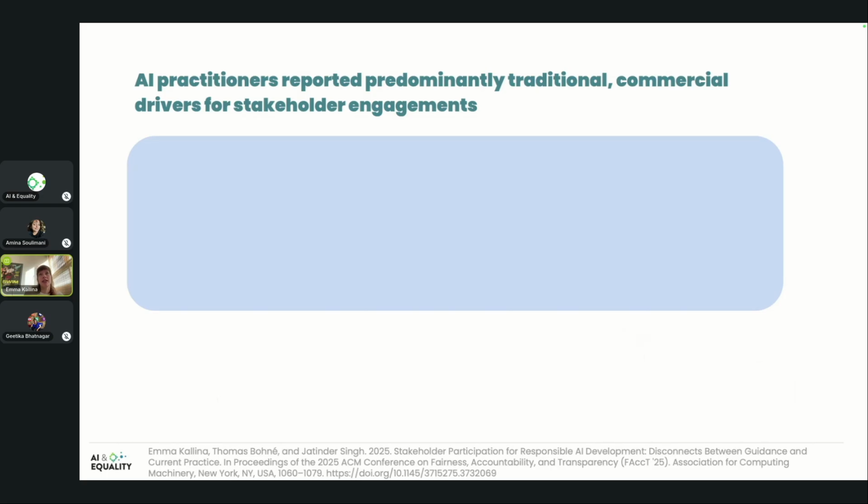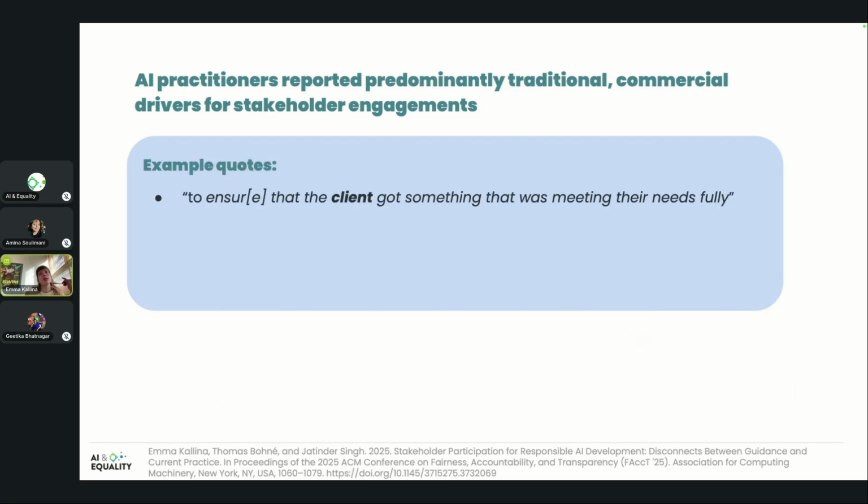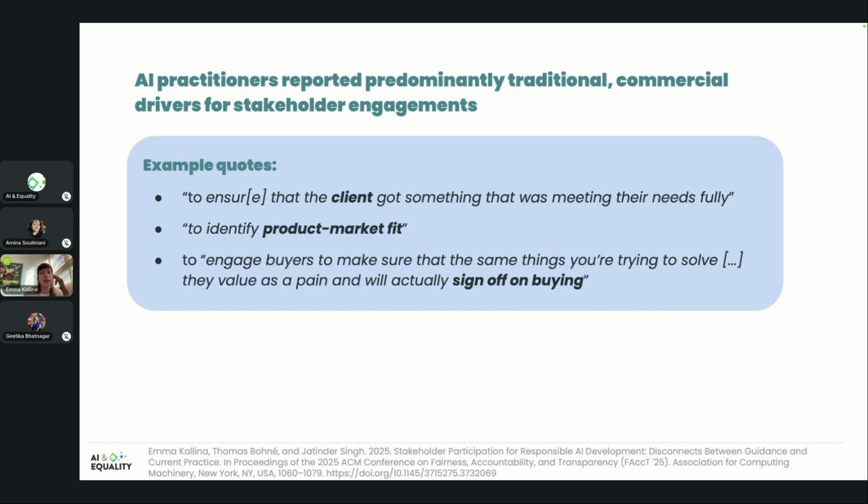Basically, what I found is that these AI practitioners, that's what I call people involved in creating AI, mainly reported that they did stakeholder involvement for commercial interests. Some example quotes are: we did it to ensure that the client got something that was meeting their needs fully. We did it to identify product market fit. We did it to engage buyers, to make sure that the things you're trying to solve are something they value as a pain and will actually sign off on buying. So basically, if someone says, this is a problem that I encounter, then we first check if someone would pay for us solving the problem.